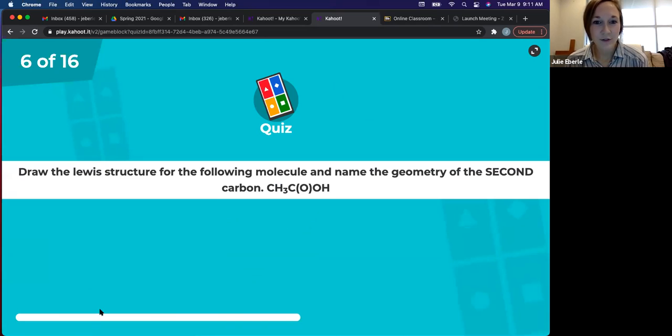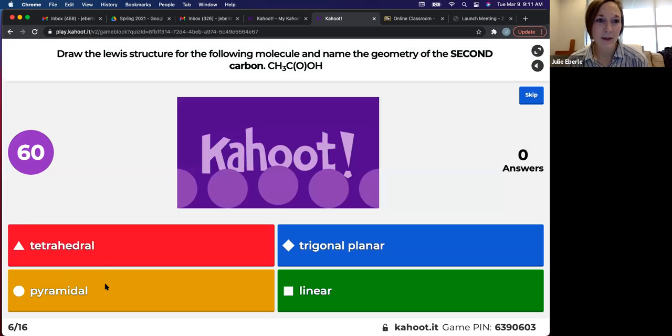Okay, draw the Lewis structure for the following molecule. Name the geometry of the second carbon. You got a whole minute to do this. You got CH3, and then you got a carbon. This oxygen is branched off of this carbon. And think about how many bonds you need to draw between that carbon and oxygen. And then you got an OH group.